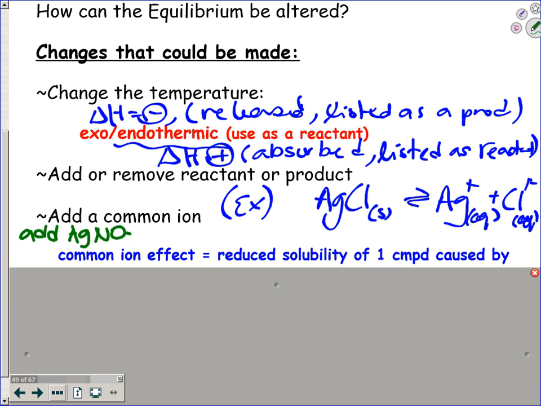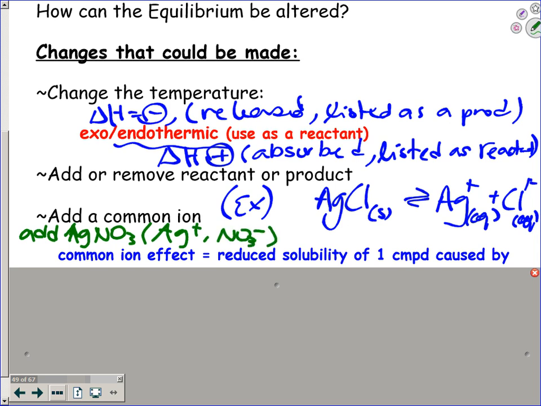silver nitrate. Okay, well, do you guys see silver nitrate in this reaction at all, yay or nay? No, there's no silver nitrate in there at all. So we're like, oh, no shift, right? It doesn't affect it. Well, actually it does, because inside of silver nitrate there are two ions, silver and nitrate.